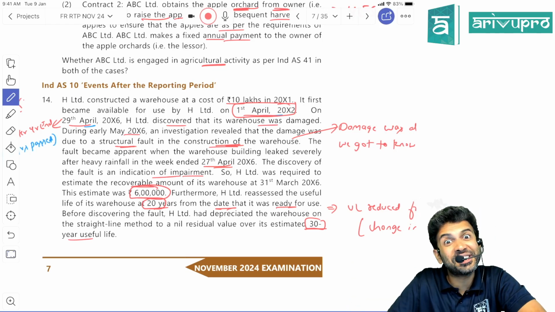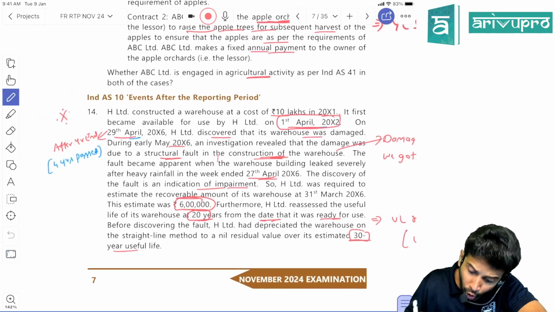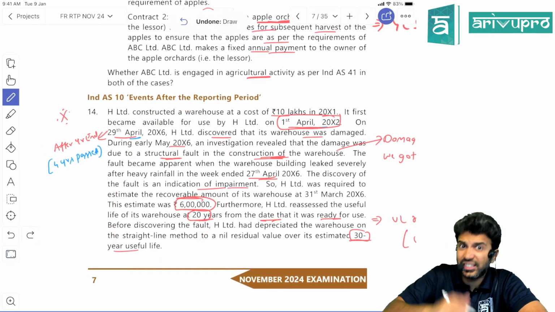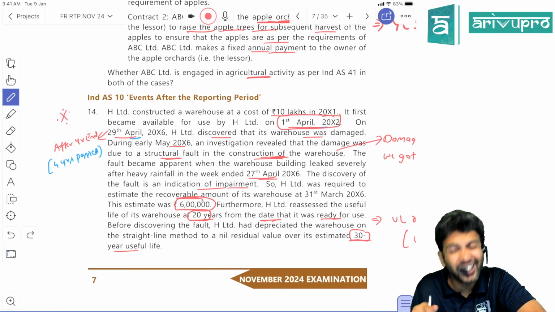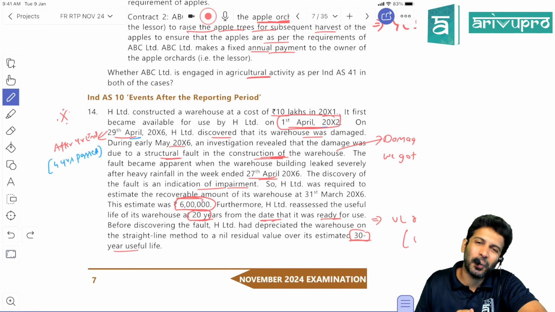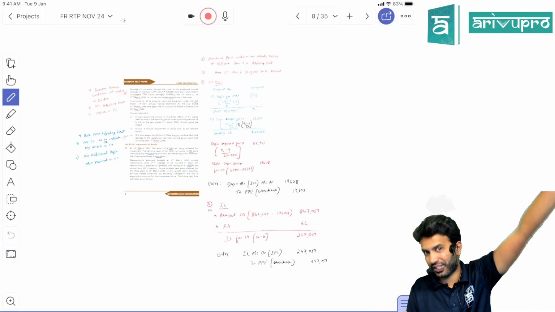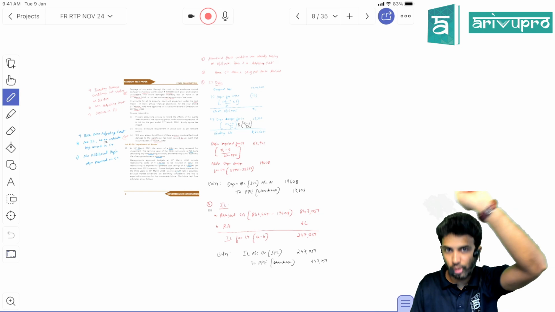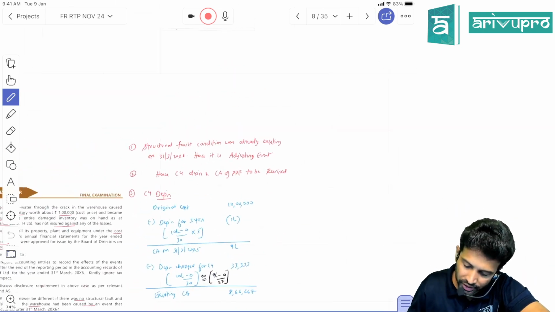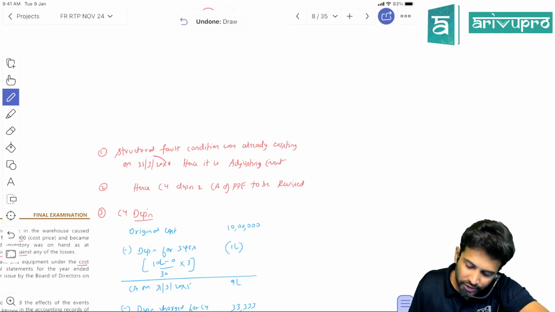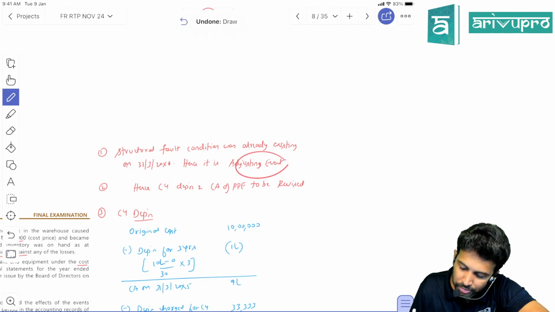Moreover, this is an adjusting event. So though all this is happening next year, since it is an adjusting event, we have to record it in the current year itself. All the data we need to recalculate, because it's due to structural damage. The structural damage was already existing, so it is an adjusting event. Since the structural fault condition was existing on the balance sheet date or before, this becomes an adjusting event.